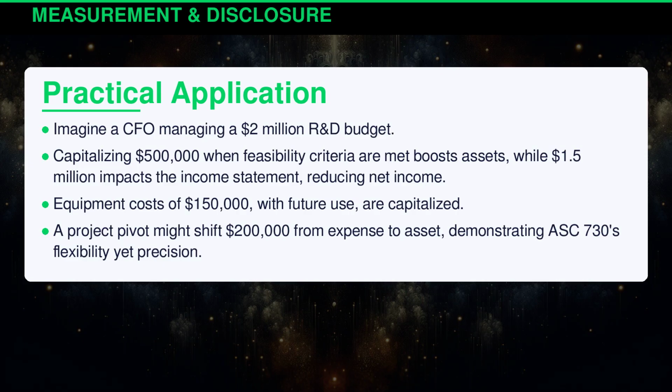Imagine a CFO managing a $2 million R&D budget. Capitalizing $500,000 when feasibility criteria are met boosts assets, while $1.5 million impacts the income statement, reducing net income. Equipment costs of $150,000 with future use are capitalized. A project pivot might shift $200,000 from expense to asset, demonstrating ASC 730's flexibility yet precision.